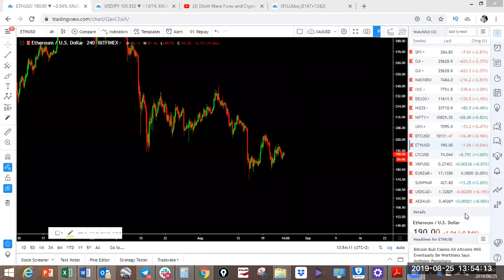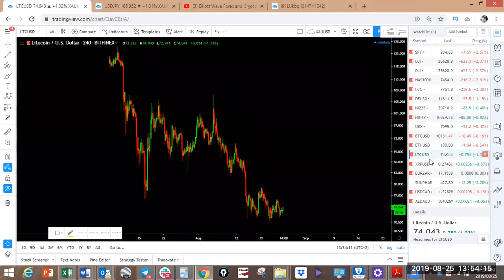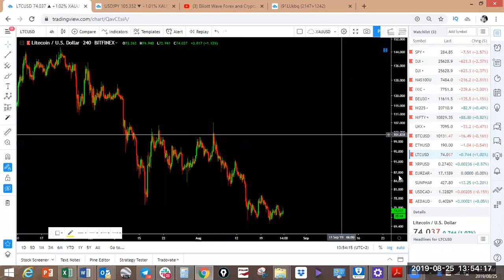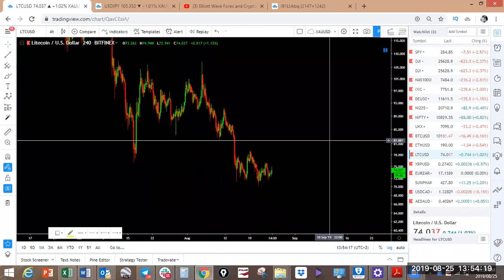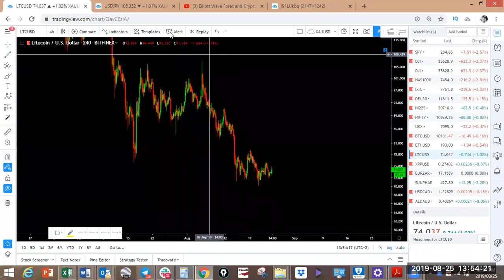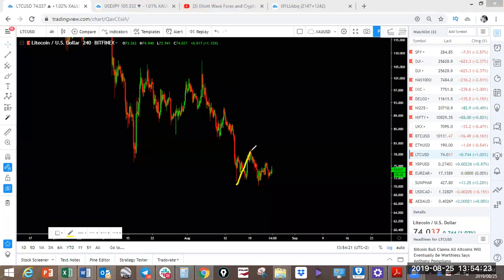Excellent. Let's look at Litecoin. You can see it's a similar structure. You've got a pullback, and that pullback also has to be corrected. You're in the downtrend here. You've got this pullback. You've got what looks like an impulsive move here. You could have something like this. That's a pattern. Something like that, and then you drop.